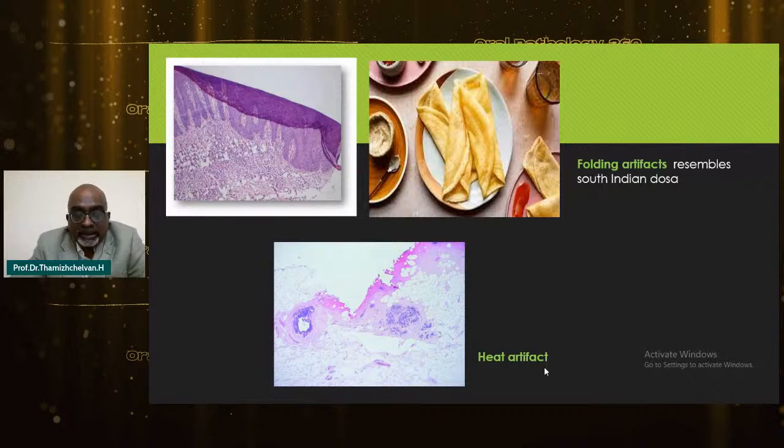What you have found is that the majority of the artifacts are folding artifacts, which are very common here. Interestingly, these folding artifacts also resemble the favorite masala dosa, which is served by both North Indians and South Indians. The tissue will have a folding like that, which can be easily avoided. The minimum artifact seen is the heat artifact.